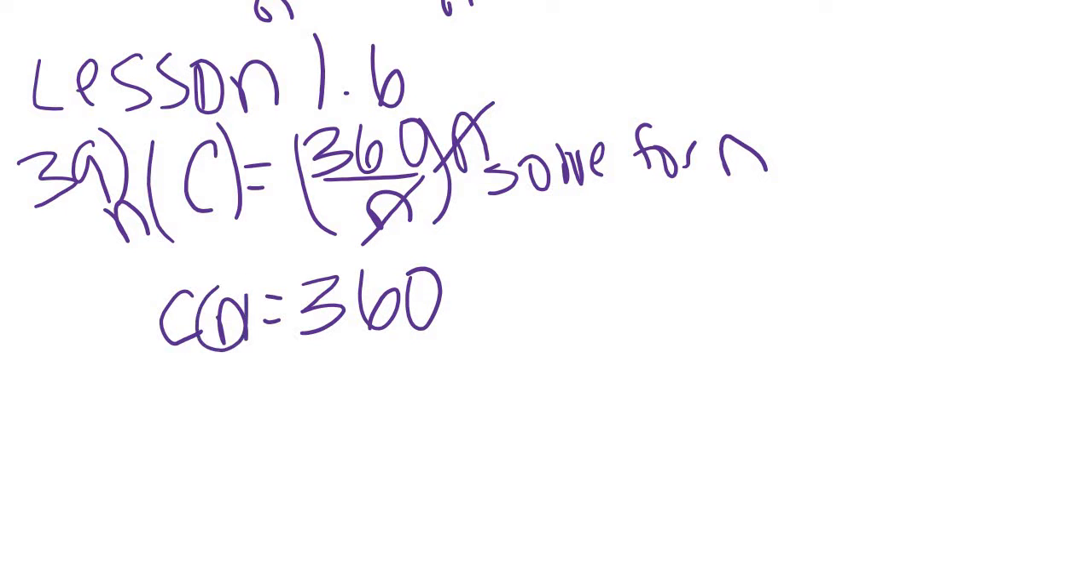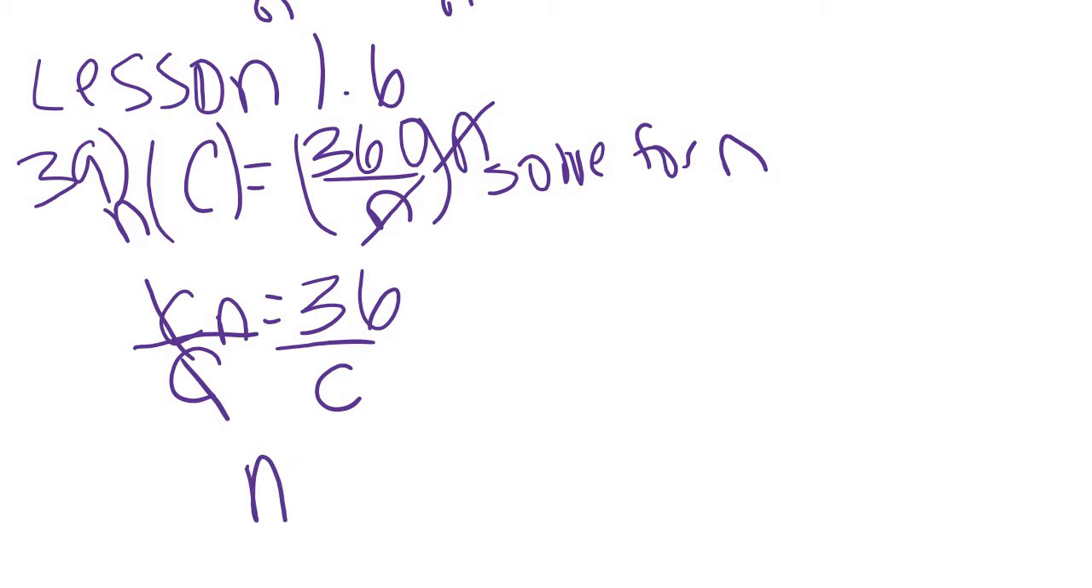All right, remember, I want to solve for n. n is still not by himself. He's hanging out with that C via multiplication. So the only way to undo that is division. So I divide both sides by C. And I get n is equal to, forgot the 0 up there, 360 over C.